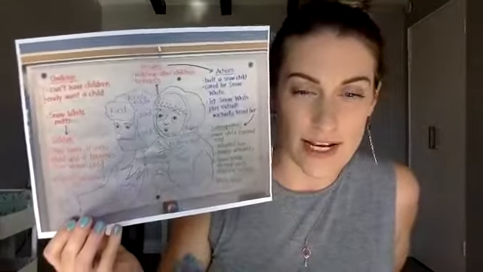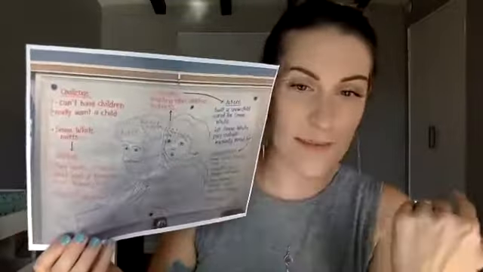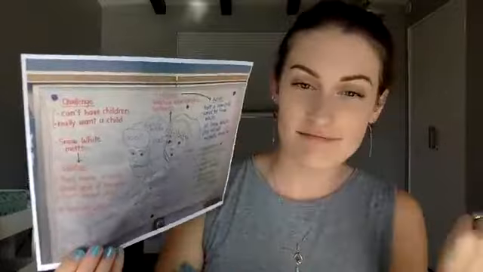So you can do this with any of the stories that you read, any of the texts. Like in fourth grade, you're going to be reading Wizard of Oz. Same thing. Peter Pan. Same thing. You can take them through the sequence.